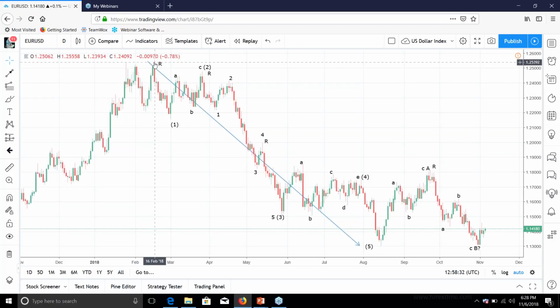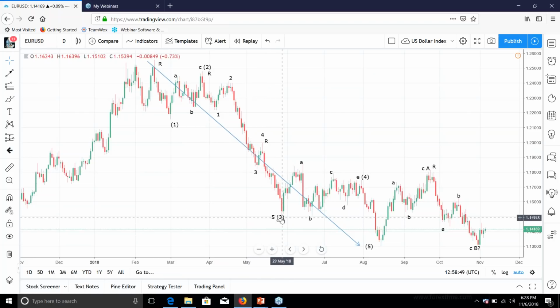Let me explain again. This is wave 1. There is only one number here. And then you see A, B, C corrective rally, which is wave 2. And then you see wave 1, 2, 3, 4, and 5, which is wave 3 of a higher degree. If you are confused about why this wave 5 is followed by bracket 3, this is the nomenclature of the terminology in the wave principle.